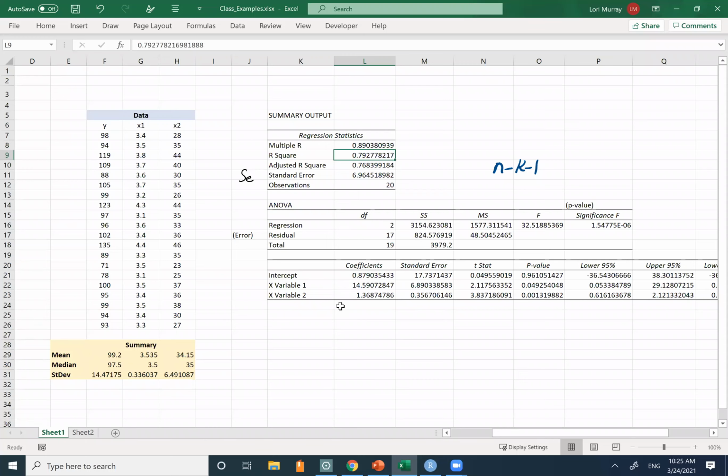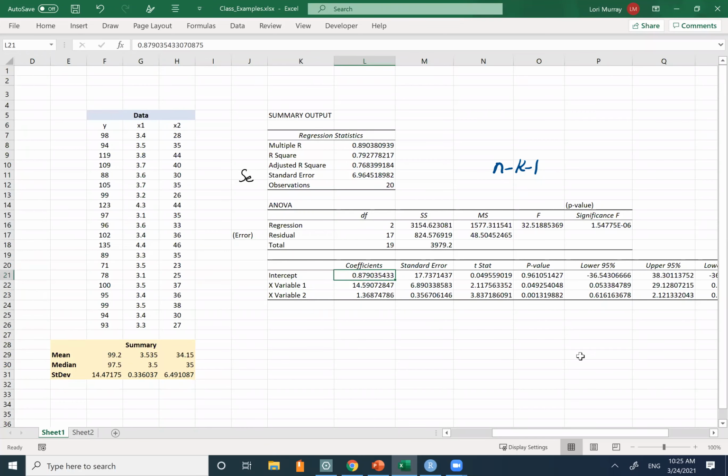Okay. And the standard error, that's the standard error of the model. That means 68% of the predictions should lie within plus or minus 1 standard error. Remember, plus or minus 1 standard deviation is 68% from the empirical rule. So it's going to be plus or minus 6.96.